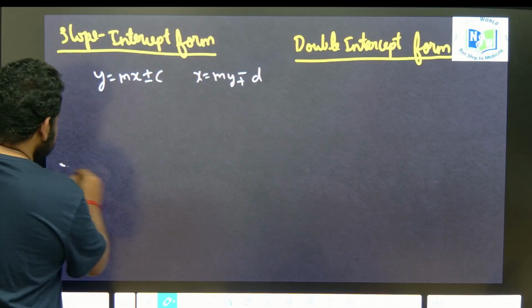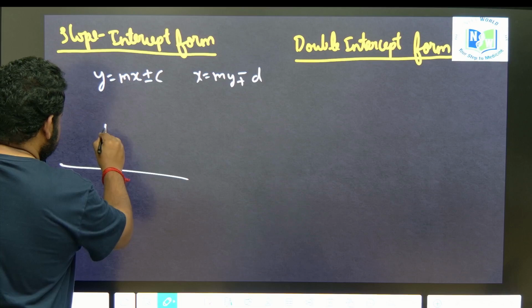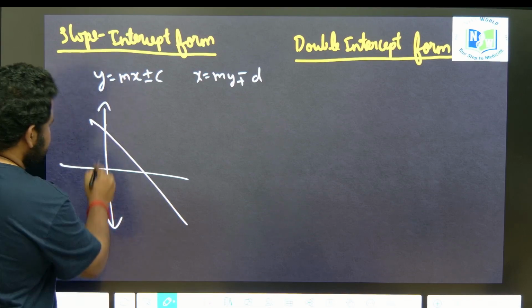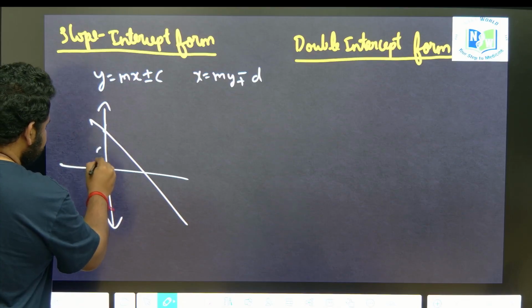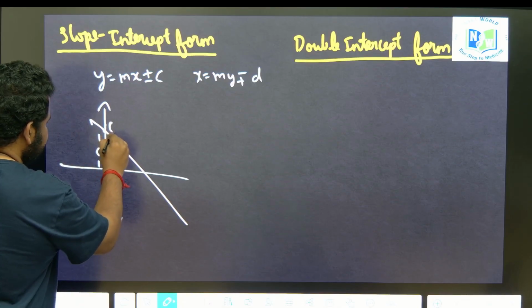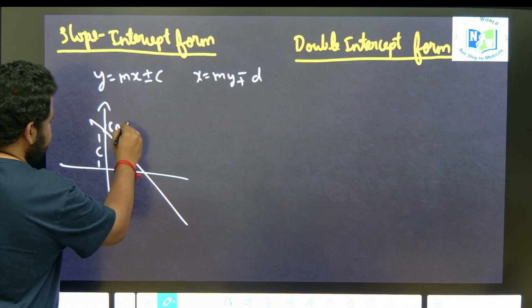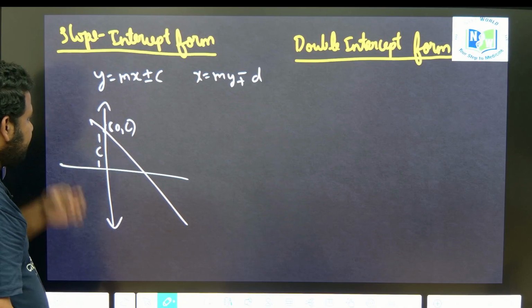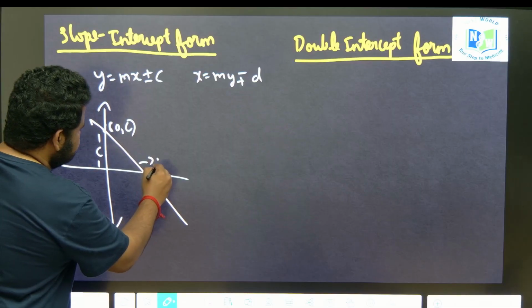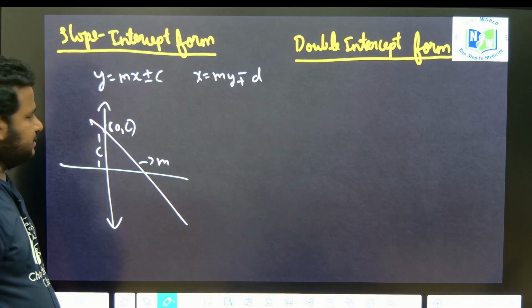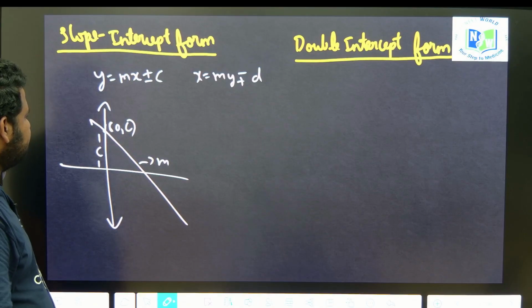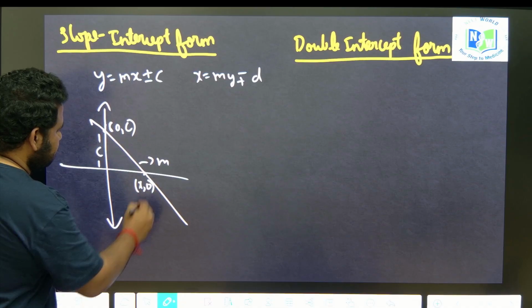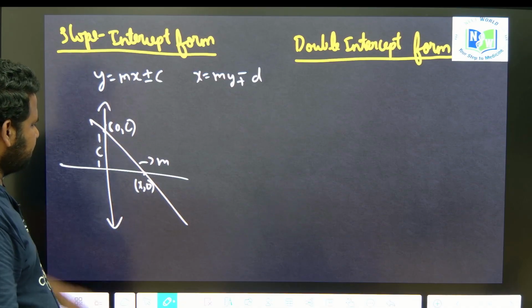Suppose, let me take a line here. These are the coordinate axes. Let the length of the line on the axis be c. That means the coordinate of this point will be (0, c). Let the slope of this line be m, and this point will be (x, 0). Okay, let us keep it like this.